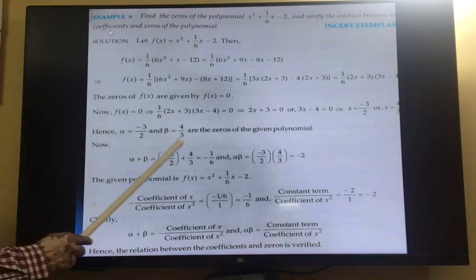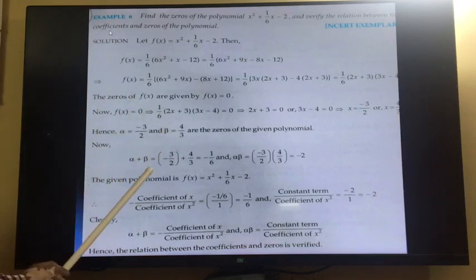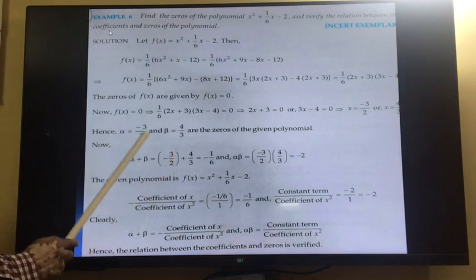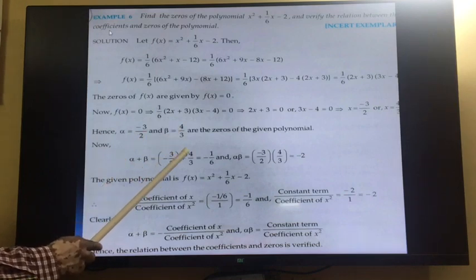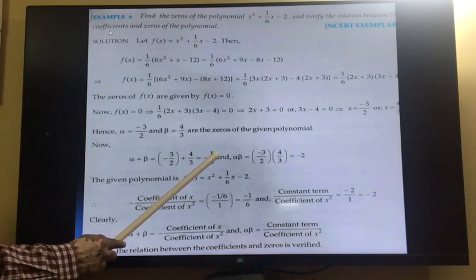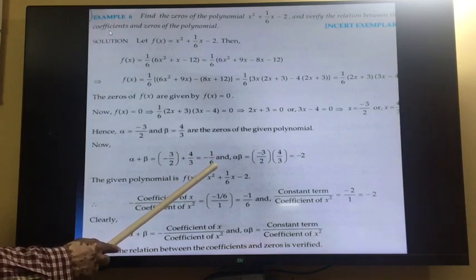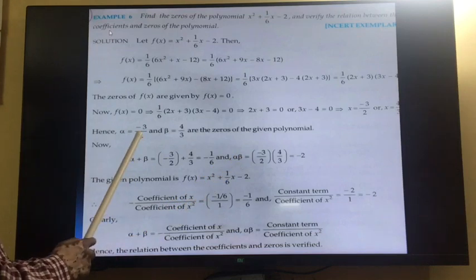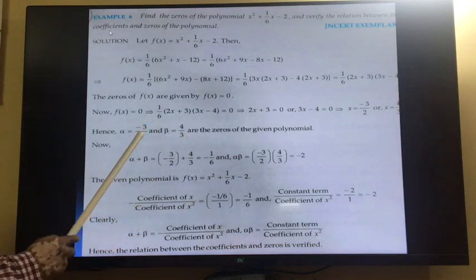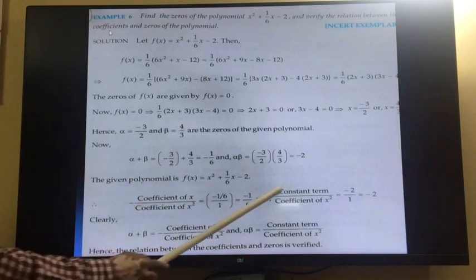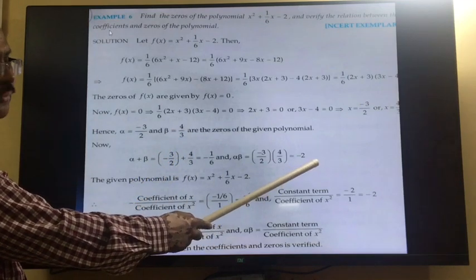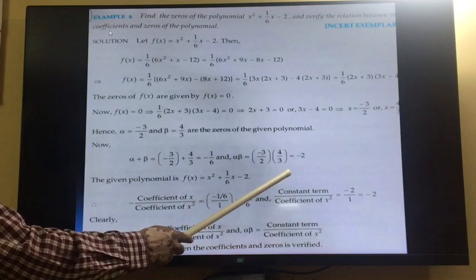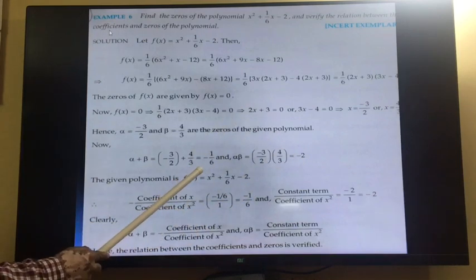Now you find out the sum of these two roots, that is alpha plus beta is equal to minus 3 by 2 is the value of alpha and beta is equal to 4 by 3. So after adding we will get minus 1 by 6. Right? This is the sum of the zeros, and now you find out the product. So product is alpha into beta, that is minus 3 by 2 into 4 by 3. So this will be equal to minus 2. So we got the value of the product of the zeros, that is minus 2, sum of the zeros minus 1 by 6.